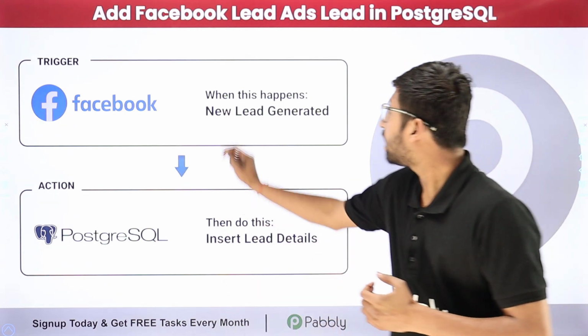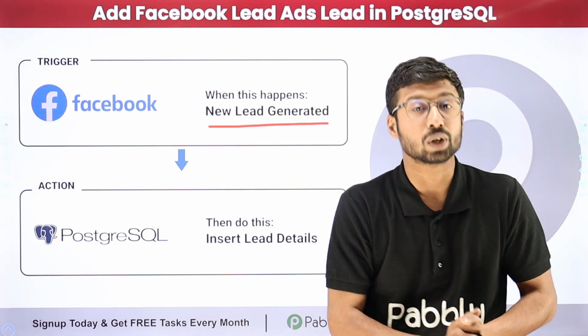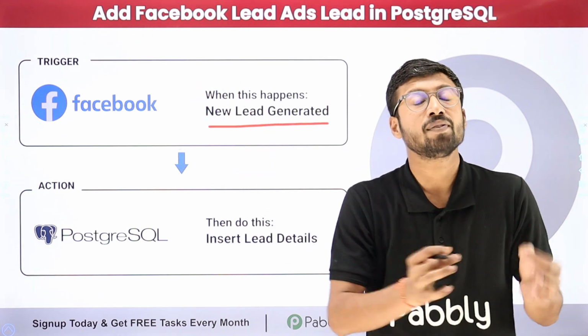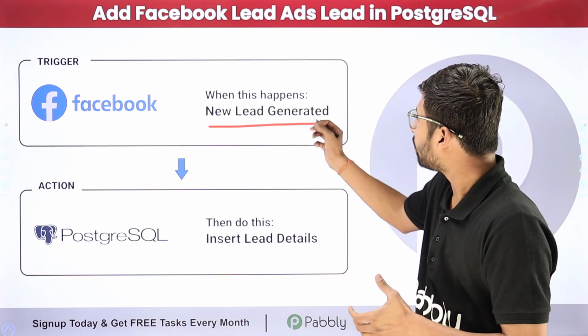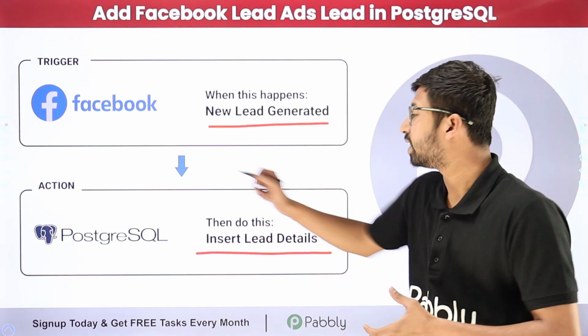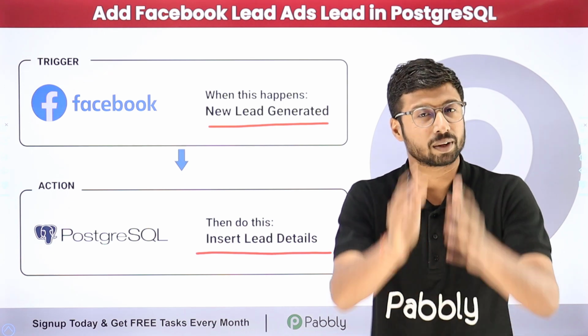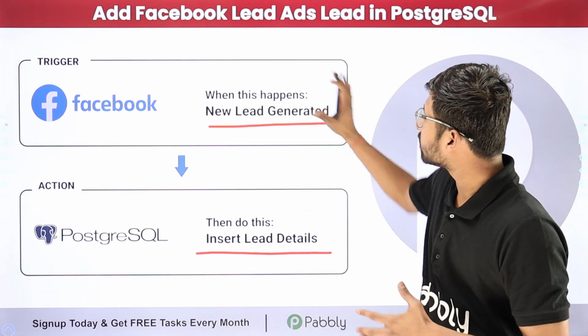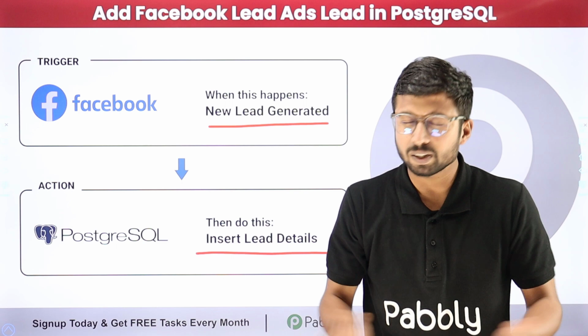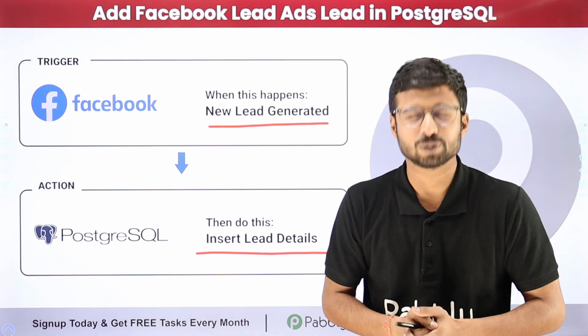In this automation, as a new lead is generated in Facebook lead ads, automatically, instantly within seconds, with the same details, we are going to add, insert those leads with the same details in PostgreSQL. Now, if you want to learn how you can set up this complete automation all by yourself, for that, you just have to come with me to my screen.